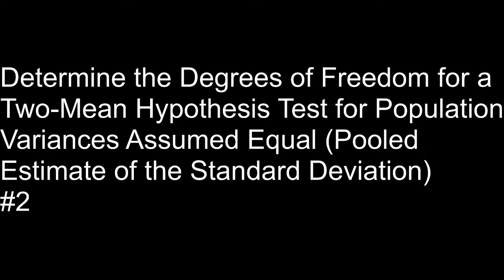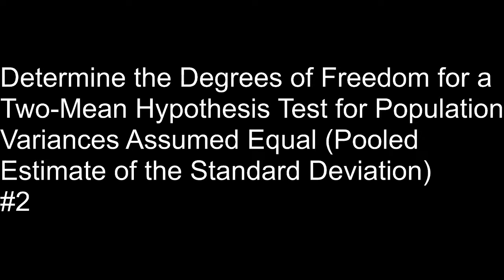This video is on the objective: determine the degrees of freedom for a two-mean hypothesis test. This is for when the population variances are assumed to be equal. So that pooled scenario, right, where you're going to be calculating that S_p, that pooled estimate of the standard deviation. Now, I've already done several videos on these. I've done one video on this objective before, and I've done other videos previously on these pooled scenarios where the population variances or population standard deviations are assumed to be equal.